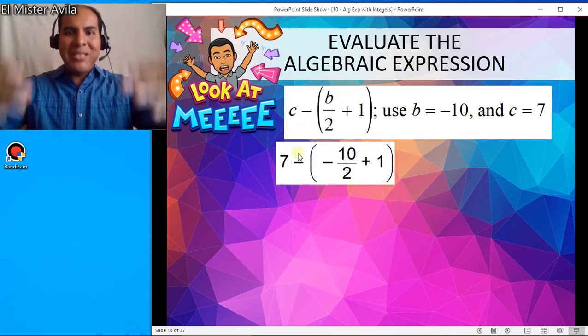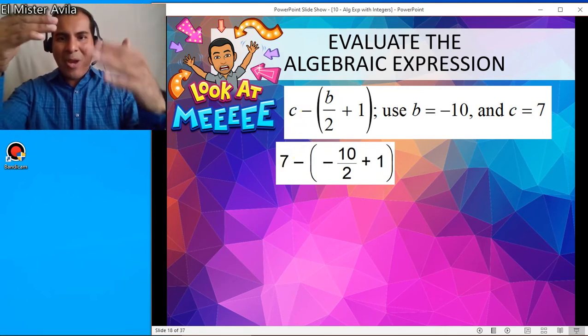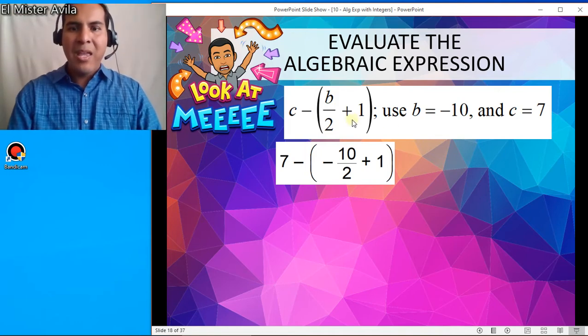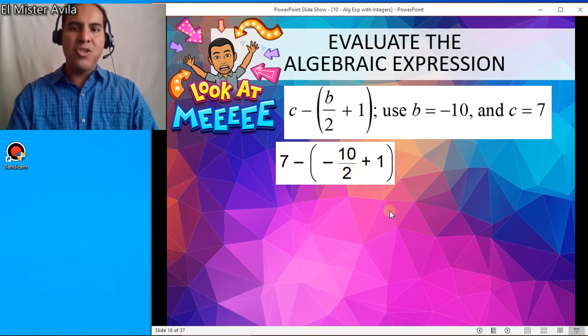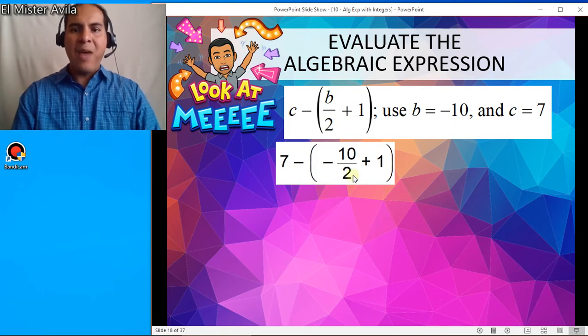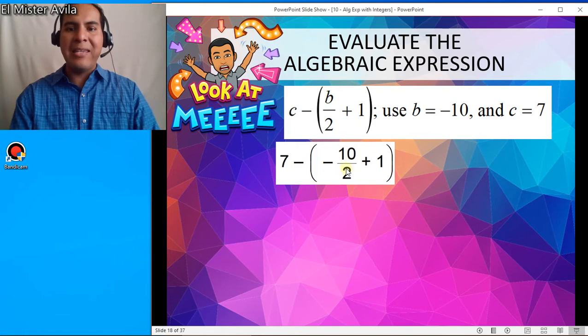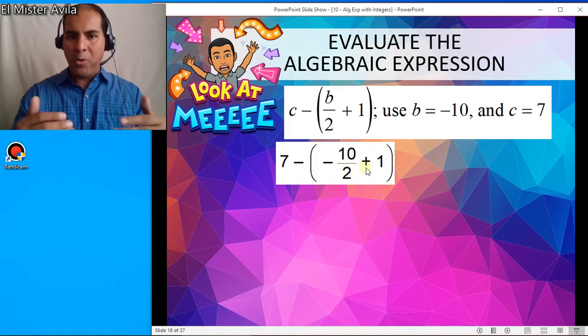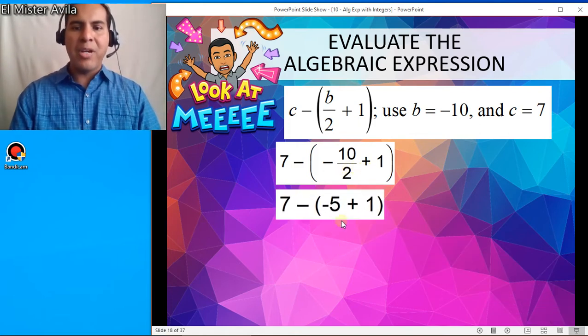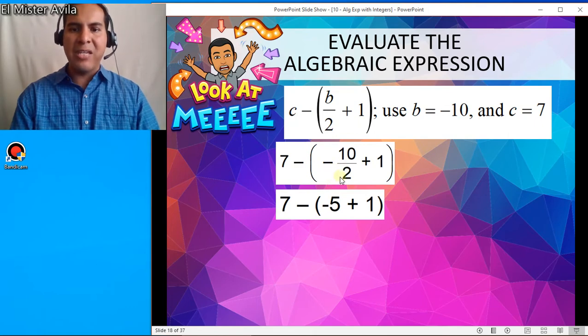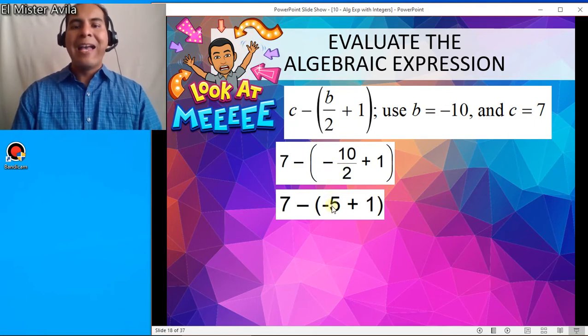Notice how everything I bring down in order, right below the previous step. For B, I'm going to put in a -10. And the 2 is here, plus 1, and I'm going to close my parentheses. Now we're going to divide -10 divided by 2, because it's in parentheses, and division comes before addition. We're following the order of operations. So we're going to go -5 here. -10 divided by 2 is -5.